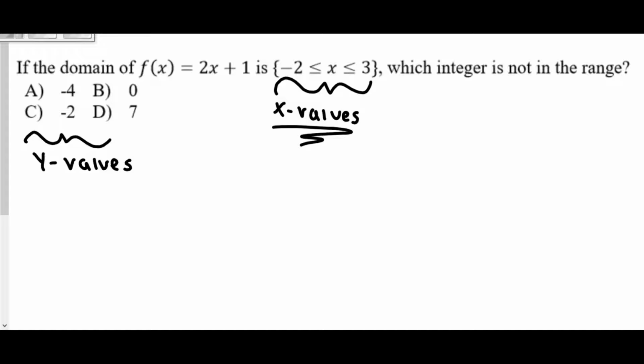In order to figure out which one of these is not in the range, f of x is the same thing as saying y. And that's something we learned the first day of school. So we can rewrite this equation by saying y equals 2x plus 1. The way that I want you to approach these kinds of questions is set your equation, 2x plus 1, equal to each of these y values. What's going to happen is you're going to solve for x, and you're going to end up with one x value that does not fall inside this set.